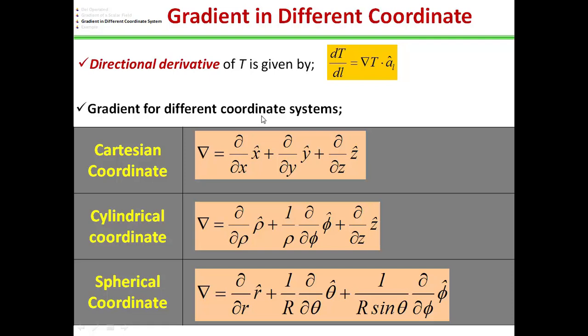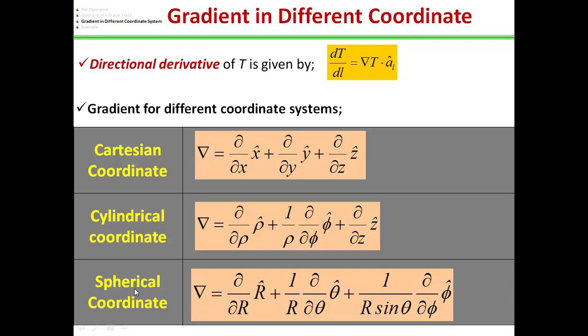Gradient of scalar field is given in the different coordinate systems. In the Cartesian coordinate system, del is written as ∂/∂x x cap plus ∂/∂y y cap plus ∂/∂z z cap. Whereas in the cylindrical coordinate system, gradient is defined as del is equal to ∂/∂rho rho cap plus (1/rho) ∂/∂phi phi cap plus ∂/∂z z cap. Whereas in the spherical coordinate system, gradient is defined as ∂/∂r r cap plus (1/r) ∂/∂theta theta cap plus (1/(r sin theta)) ∂/∂phi phi cap.